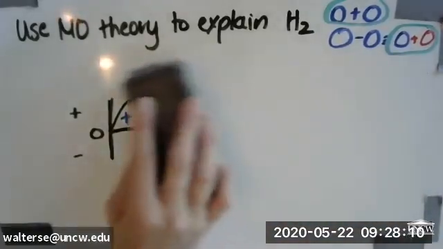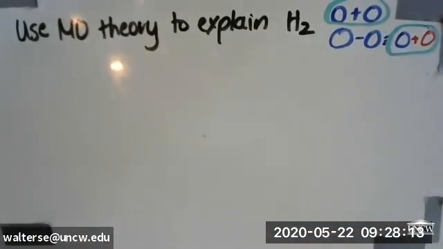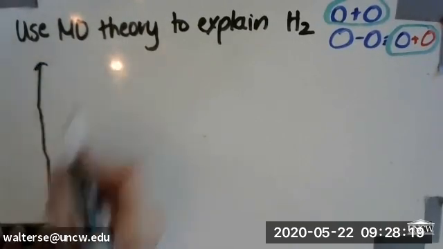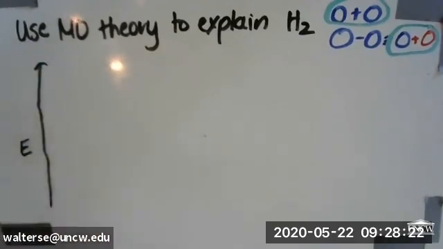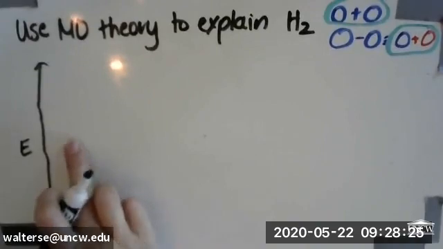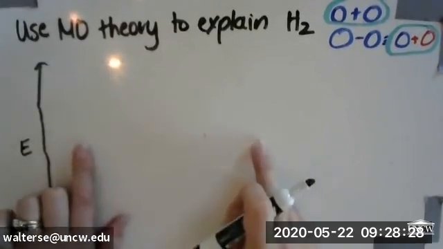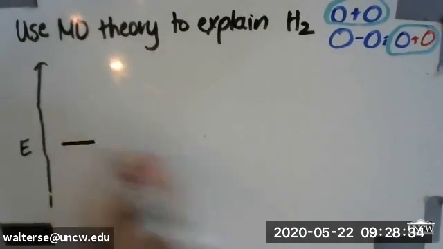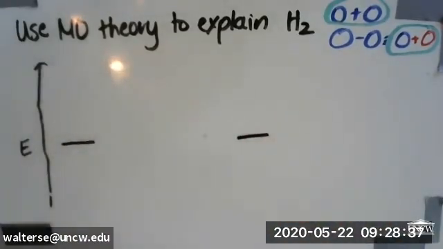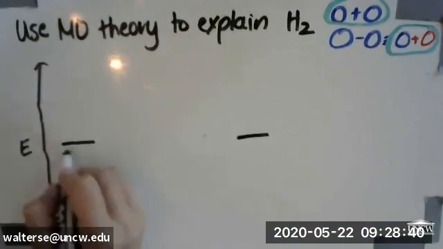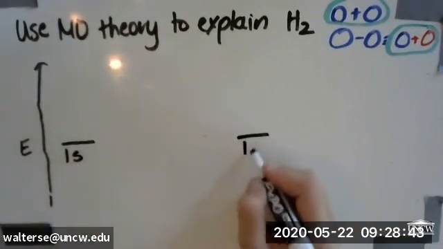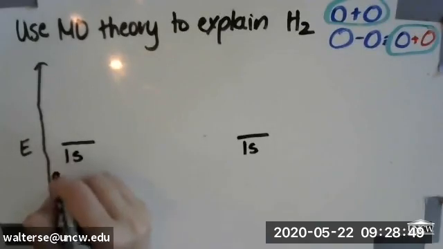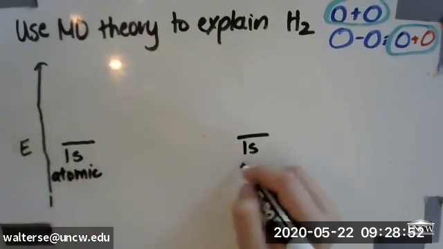Okay, so when you draw a molecular orbital diagram, you're going to have a y-axis of energy. And for these small things like the hydrogen atom, we're going to put one hydrogen atom on the left, and one on the right. And then we're going to draw the molecular orbital diagram in the middle. Okay, so those two lines represent the energy of the 1s atomic orbital for each of the two hydrogen atoms. This is atomic. This is atomic.